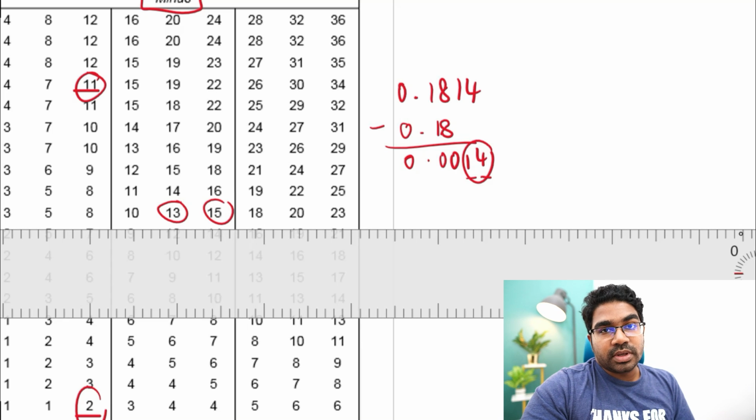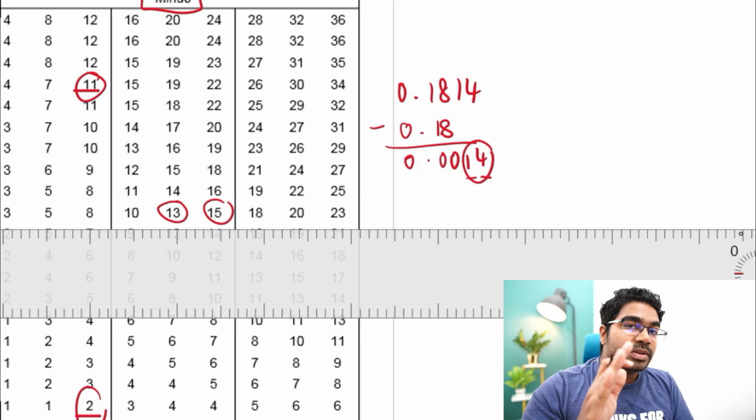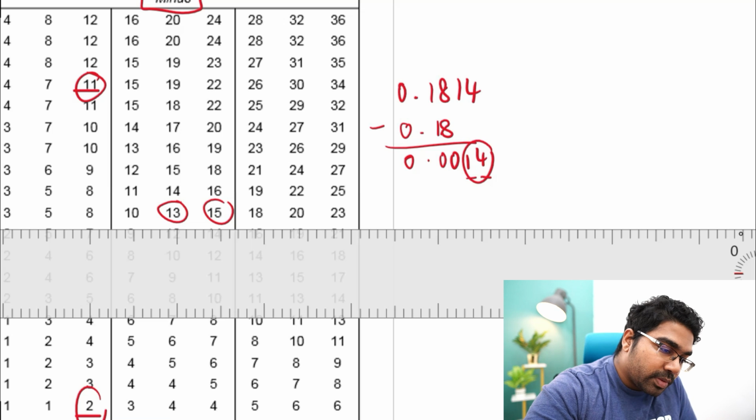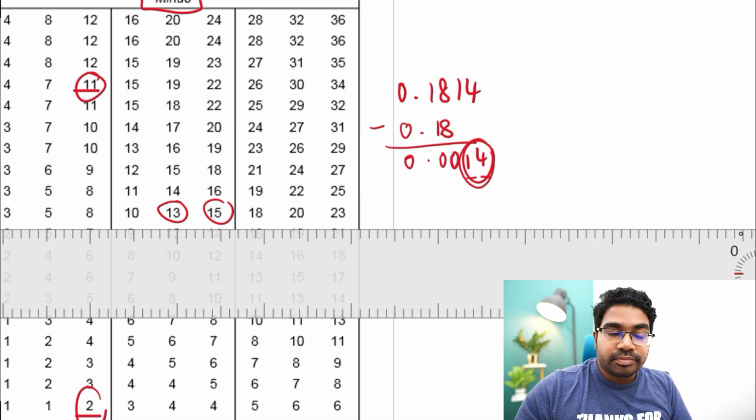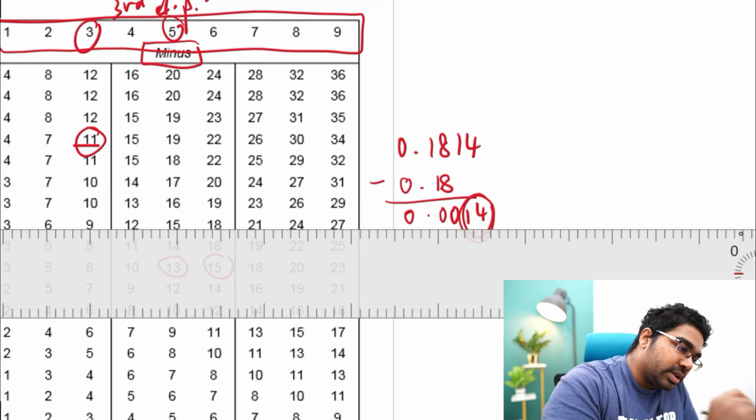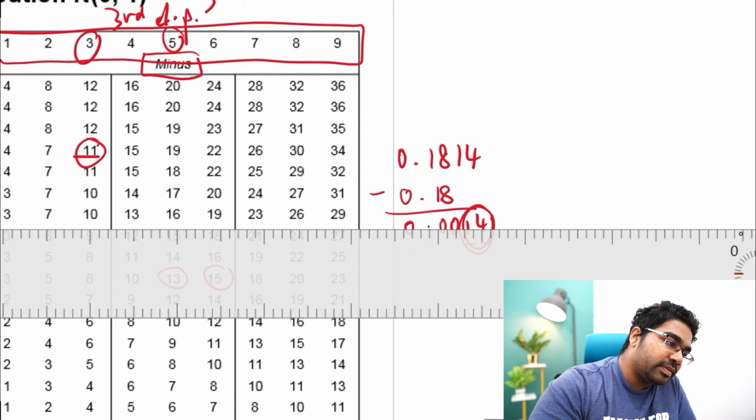So which should we use here? Now we have to look at the difference with the original value. So if we want 14, the difference between 13 and 14 is 1. The difference between 15 and 14 is also 1. Which means it doesn't really matter. You can use either one. Right? I'm going to choose this 13, which means 5.